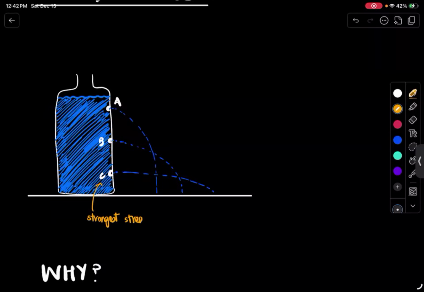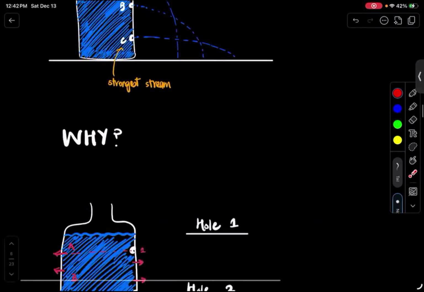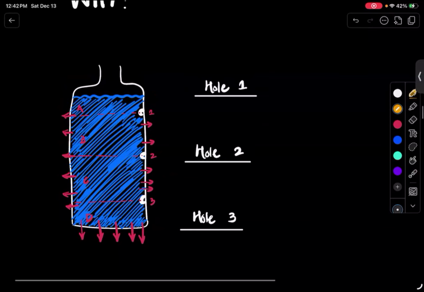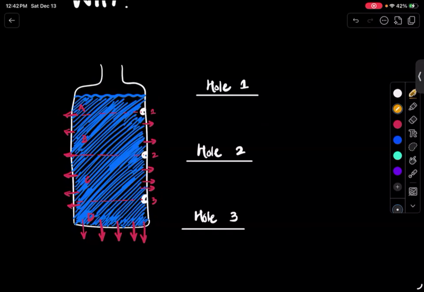But why is that so? It's not exactly because of more molecules. The molecules are mostly spread out equally. The thing is, think about it. If you were to divide this bottle into 3 pieces, let's say this is section A, that means in hole 1 there is only the weight of water A, right? So this is the weight of section A only, right?